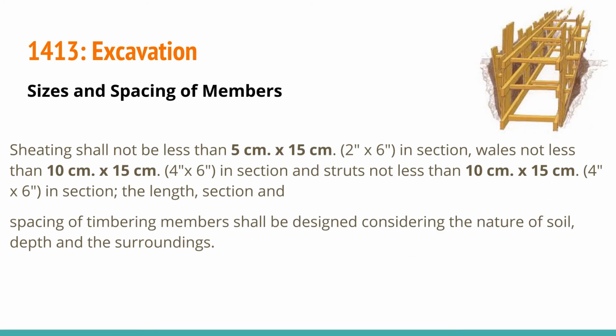So the sizes and spacing of members: the sheeting shall not be less than 5 centimeters by 15 centimeters, or 2 inches by 6 inches in section. Wheels not less than 10 centimeters by 15 centimeters, or 4 inches by 6 inches in section, and struts not less than 10 by 15 centimeters or 4 by 6 inches in section. The length and section and the spacing of timbering members shall be designed considering the nature of soil and depth of the surroundings.